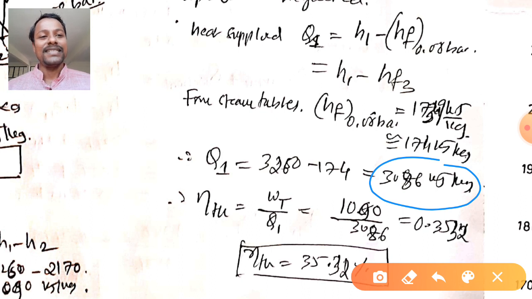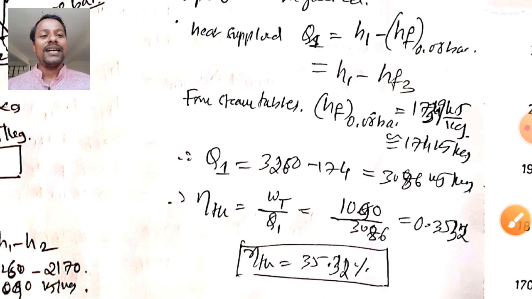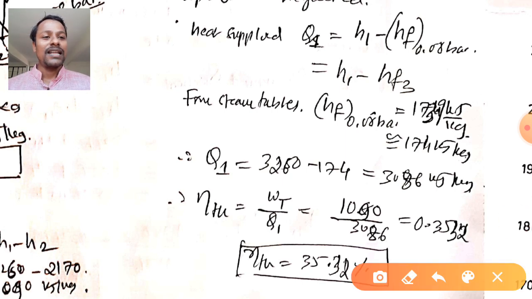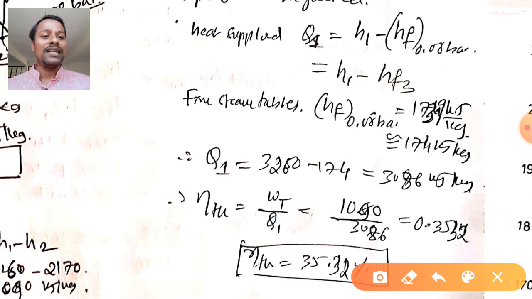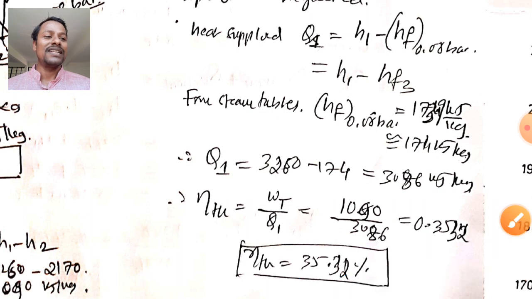Then we calculate the thermal efficiency, that is turbine work upon heat supplied. I have 1090 as the turbine work and 3086 as the heat supplied. So I will be able to calculate the thermal efficiency of the cycle as 35.32%.